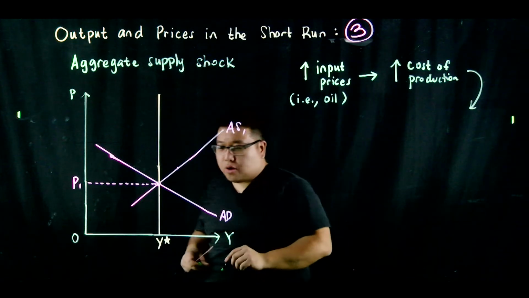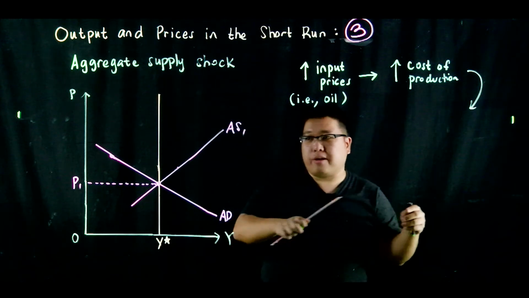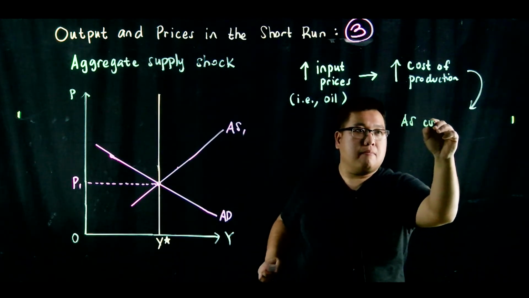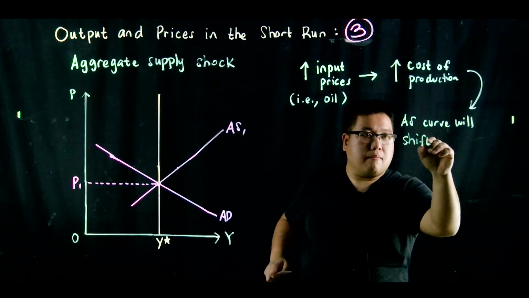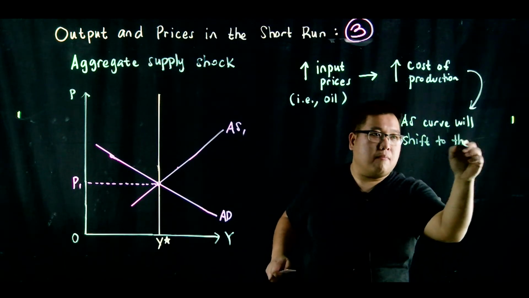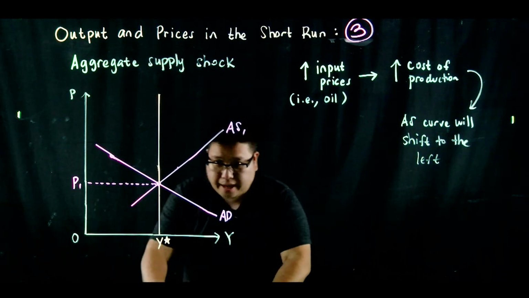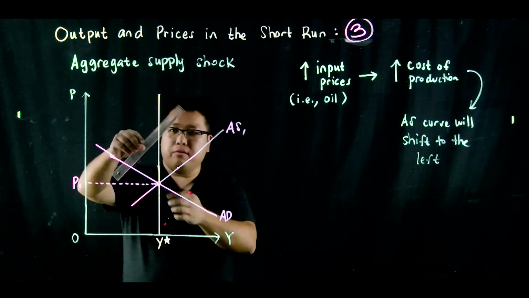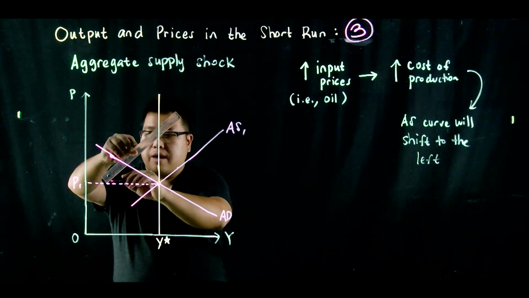When cost of production goes up, what happens to our aggregate supply curve? Our aggregate supply curve will shift to the left. Let me show that here in the graph. So our AS curve will shift to the left from AS1 to AS2.